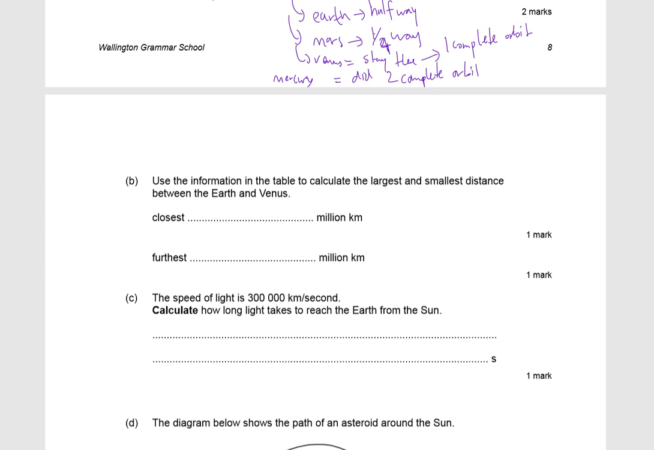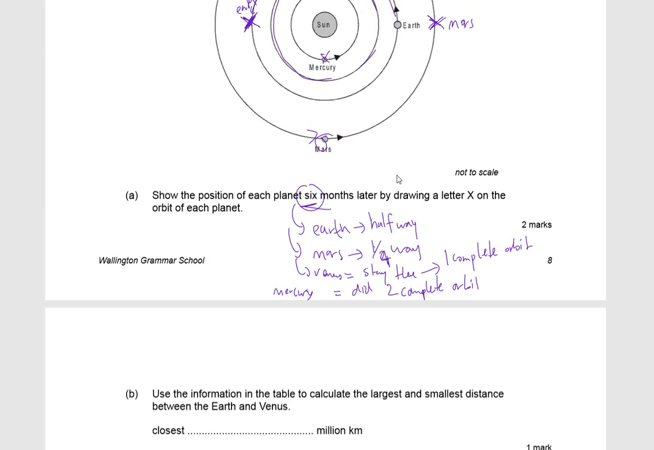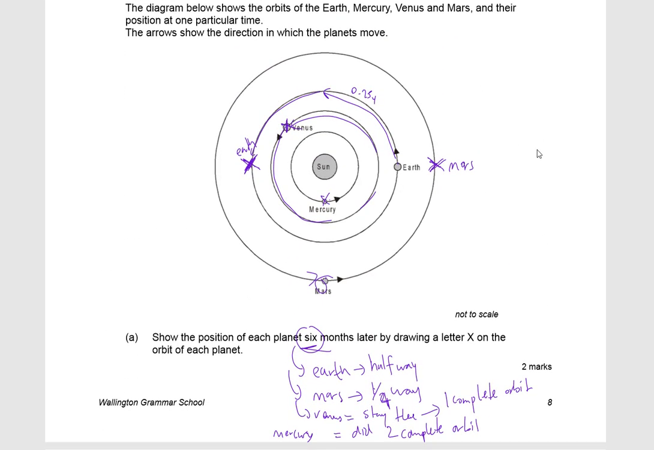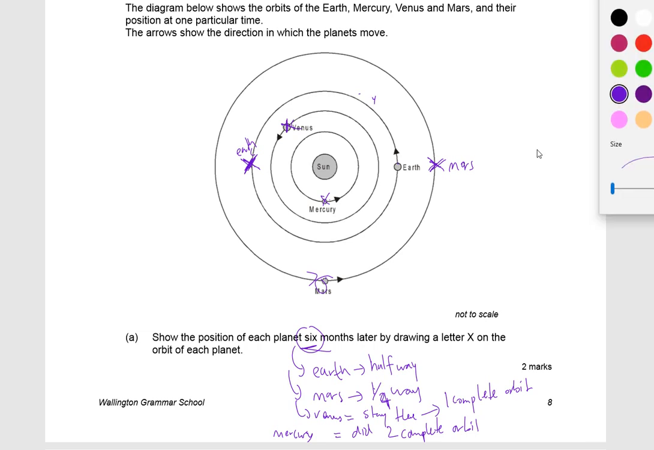Now let's talk about this one here. Use the information below to calculate the largest and the smallest distance between Mars and Venus. So the closest distance. Let me just get rid of those extra points, so this way we can have some stuff to work with. The distance would be when Venus is here, and this would be the closest distance. We want to work this out.